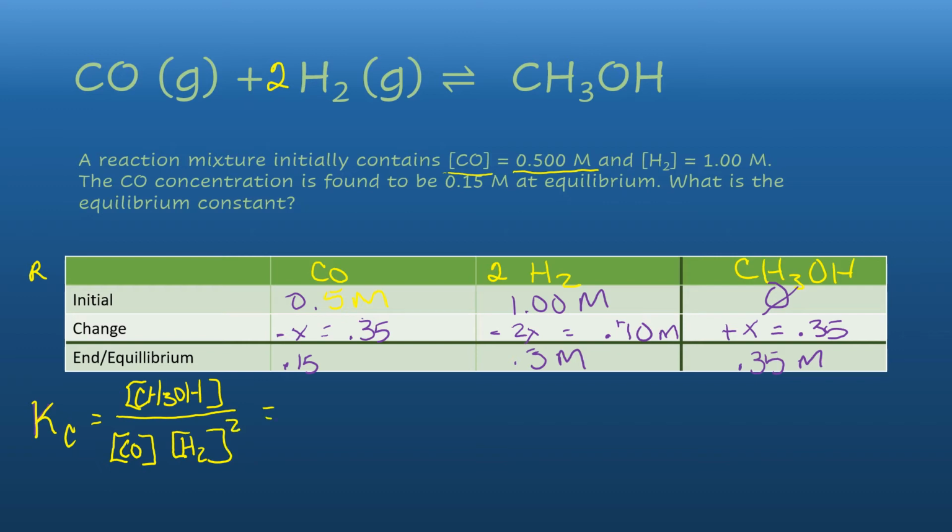So now when we fill in those unknowns, we have 0.35 divided by 0.15 and 0.3 squared. And our answer will be 26.